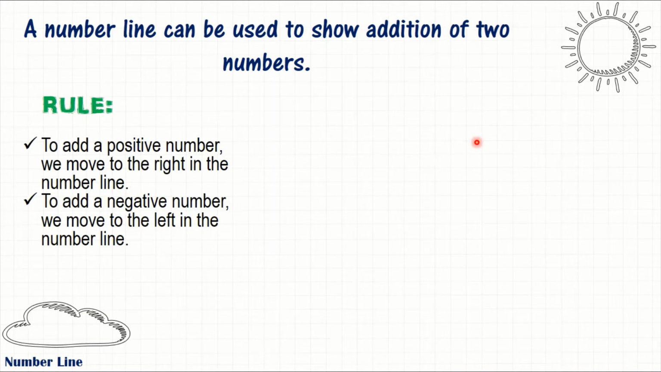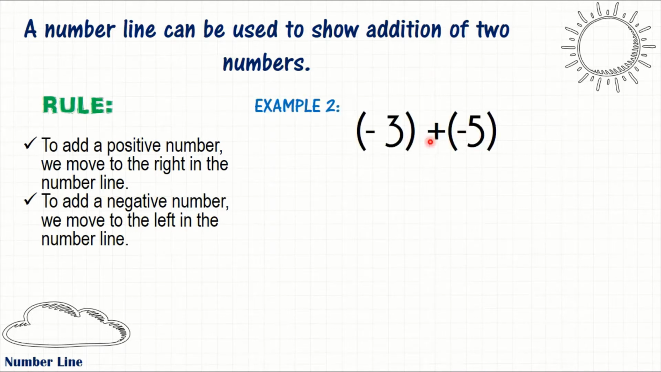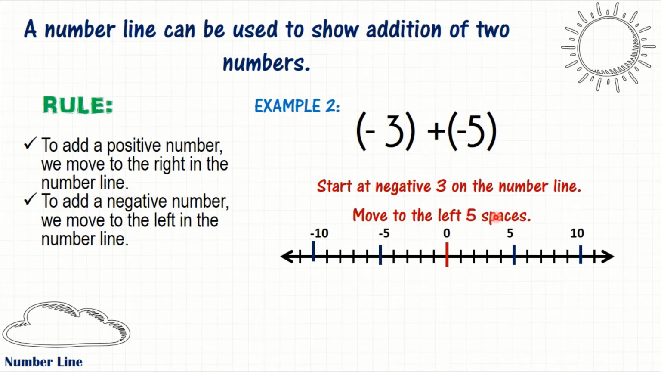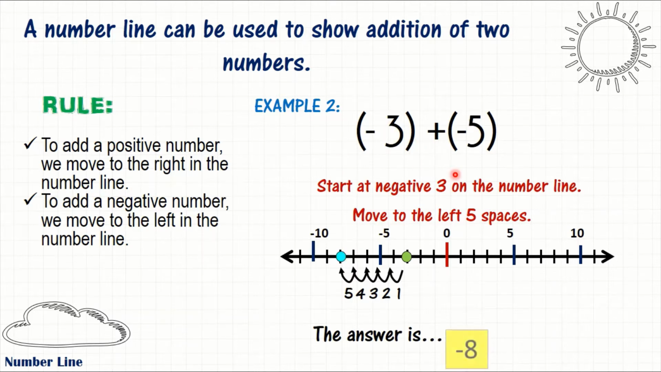Next, example number 2. If we have negative 3 plus negative 5, start again at negative 3 on the number line and move 5 spaces to the left. So in our number line, here's the point of negative 3. Then count 5 spaces to the left. So we have 1, 2, 3, 4, and 5. So the last point landed here is negative 8. So the final answer of negative 3 plus negative 5 is negative 8.